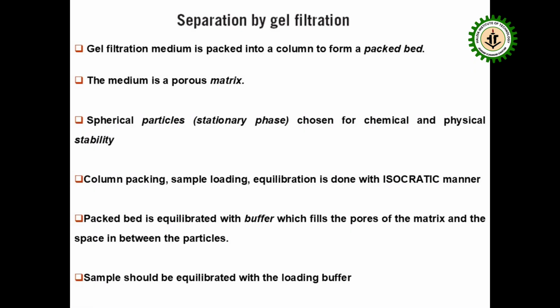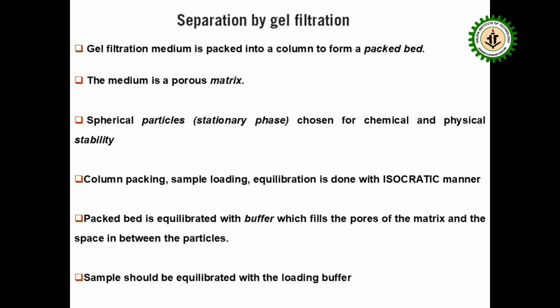Separation by gel filtration chromatography. The gel filtration media is packed into a column to form a packed bed. The medium is a porous matrix, generally spherical particles, that is the stationary phase, chosen for chemical and physical stability. Then column packing, sample loading and equilibration are done in an isocratic manner. Isocratic means the same mobile phase is used and not changed during packing, loading the sample or equilibration, etc.